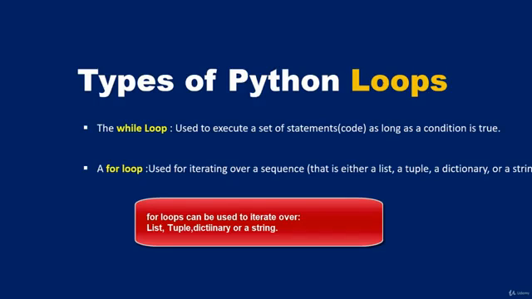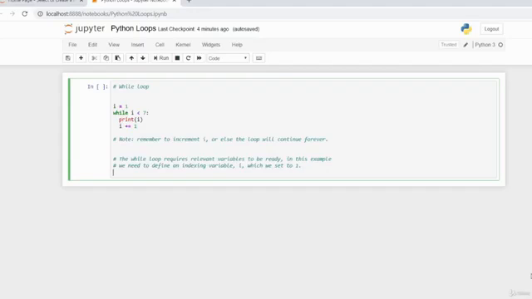So with the for loop, if you want to iterate and, say, print out certain elements or all the elements in a list, you can use a for loop to iterate over that sequence. I've created a new notebook. Inside the notebook cell here, I've added some code to illustrate how the while loop works.